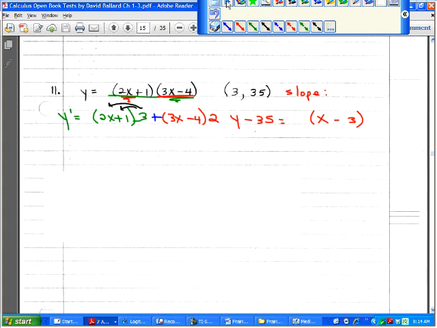We will distribute and then combine like terms. So we're going to have y prime is equal to 6x plus 3 plus 6x minus 8. After combining like terms, we'll have y prime is 12x minus 5. Any questions on that?